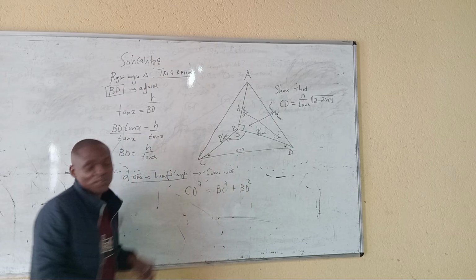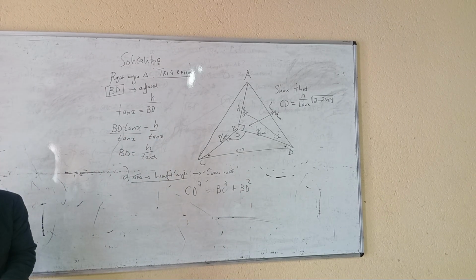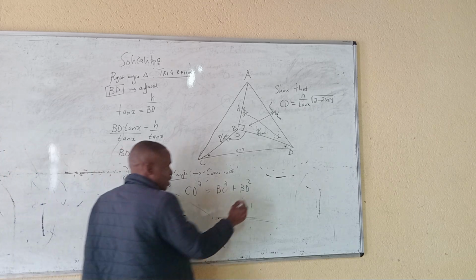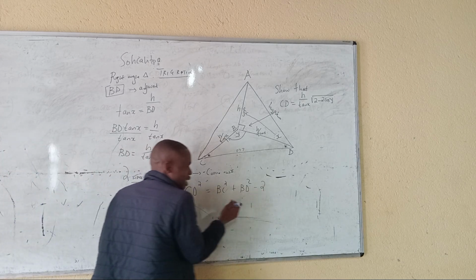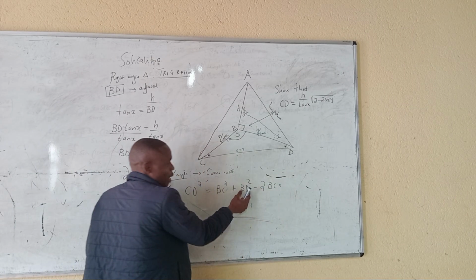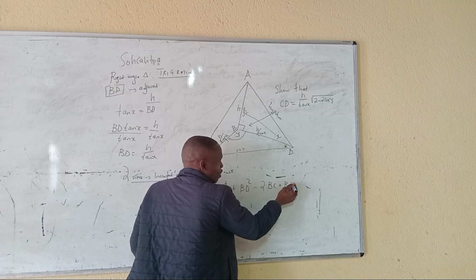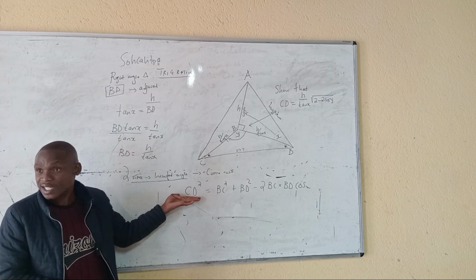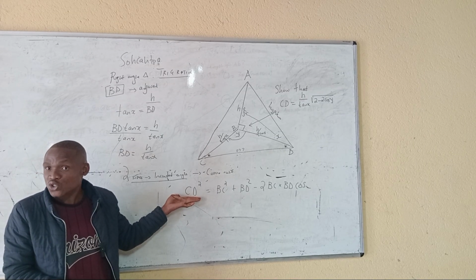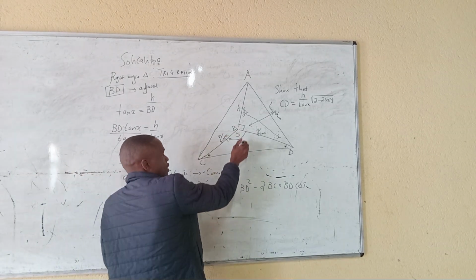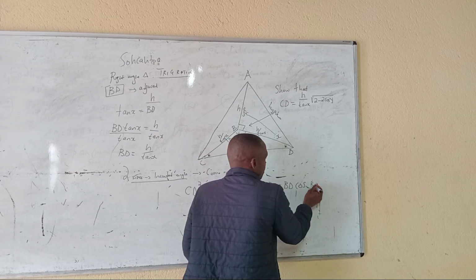You don't stop here. If you stop here, it's like you are using the theorem of Pythagoras. We are not using the theorem of Pythagoras. We are using the cosine rule. So you have to subtract 2 multiplied by BC multiplied by BD, cos of an angle which is opposite to the side CD. Which angle is opposite to the side CD? It's angle B. So you say cos of angle B.